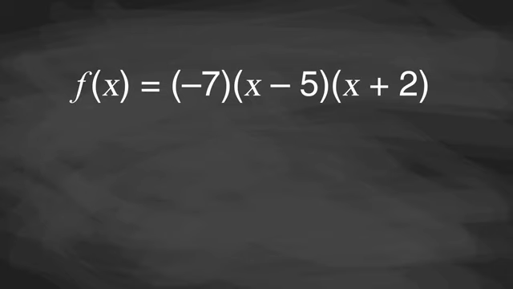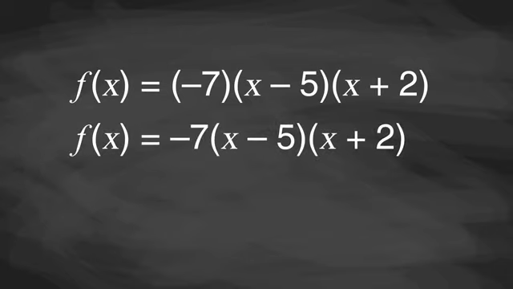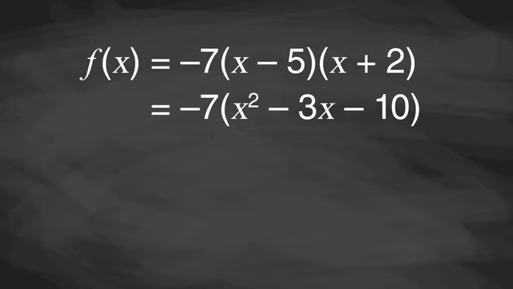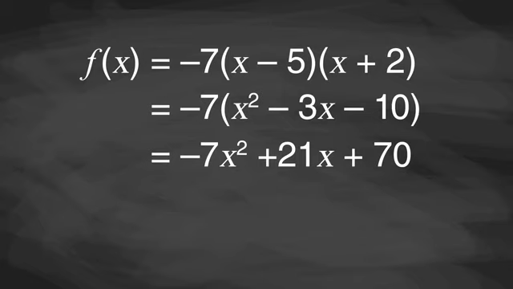In factored form, the function is f(x) equals -7 times the quantity (x minus 5) times the quantity (x plus 2). However, what is this in standard form? To determine the function's standard form, multiply all of its factors together. This means that the quadratic function whose zeros are 5 and -2 and passes through the point (6, -56) is f(x) equals -7x squared plus 21x plus 70.